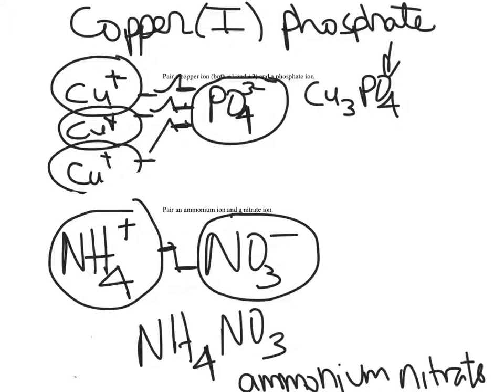Nice and easy, right? No Roman numerals to worry about. No endings to change. You literally just take the name of the first one and the name of the second one, and that is the name of your compound.